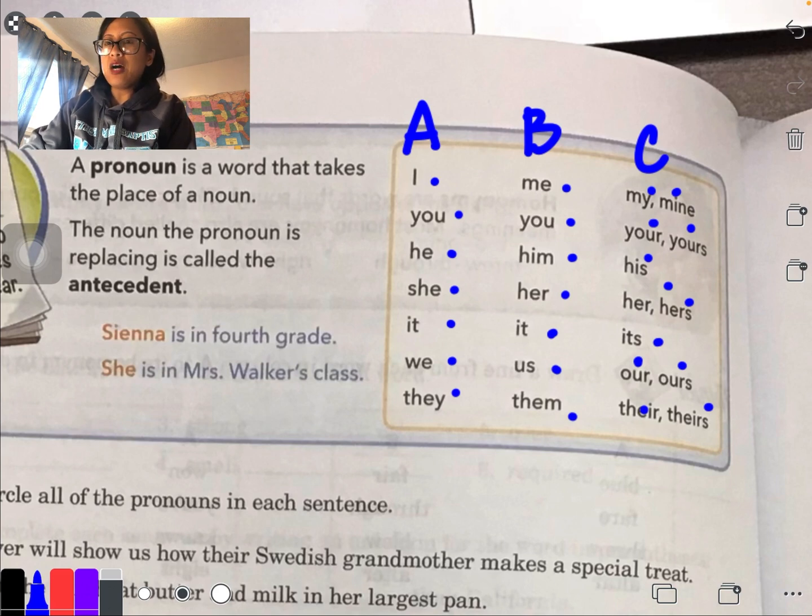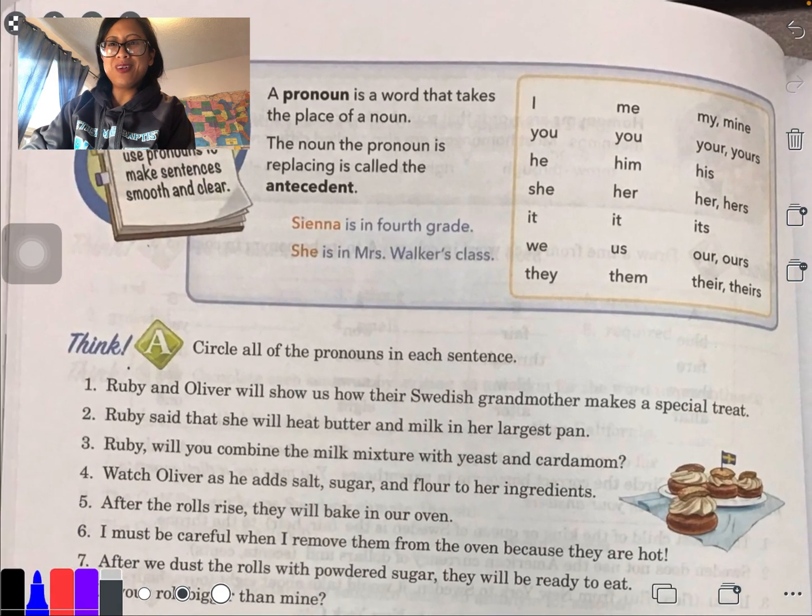So that's how I remember the pronouns. A teacher friend of mine had taught me that before.